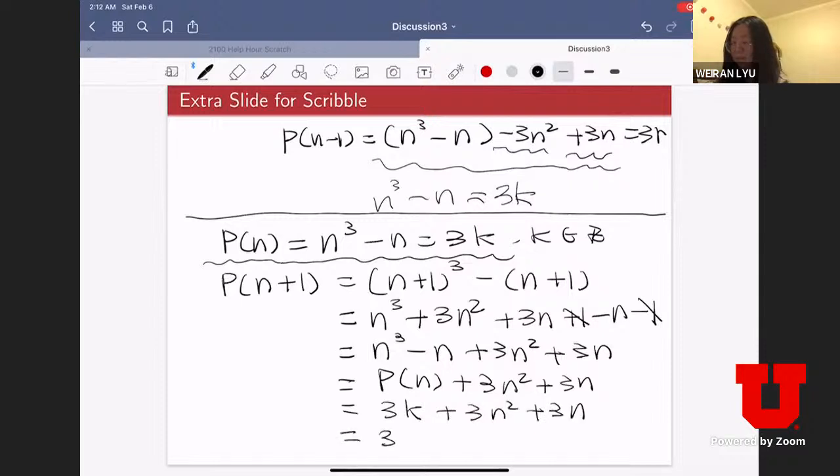And then just by closure, this is equal to some number, 3q. So this way is actually more direct, I would say. You could just use the equation in the hypothesis directly.